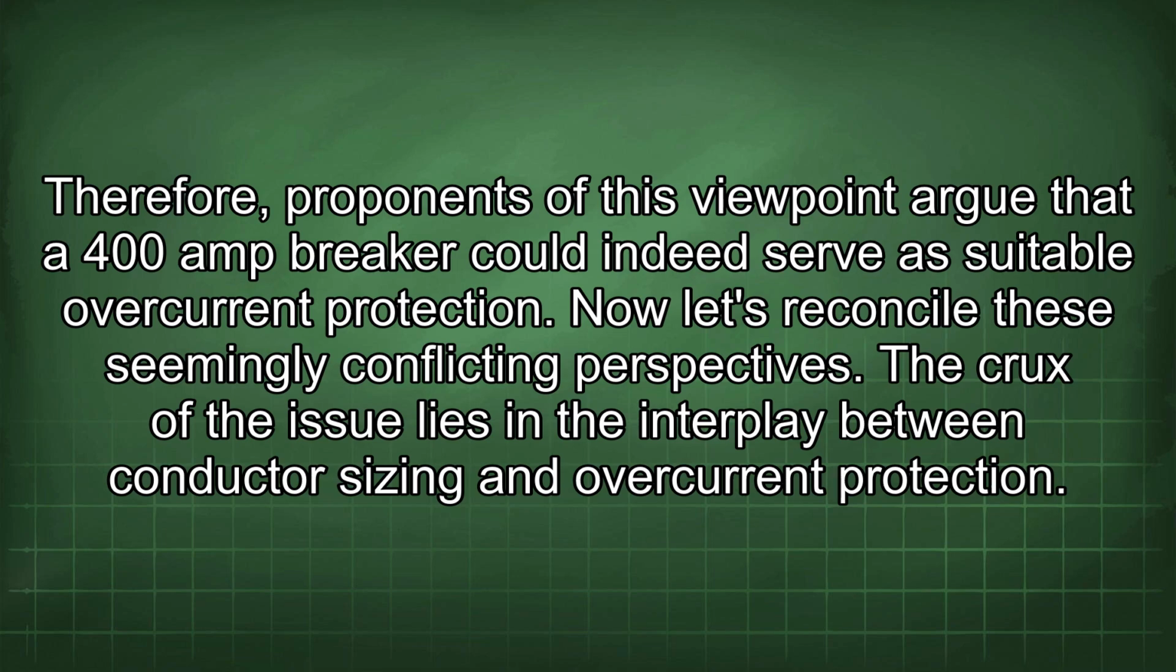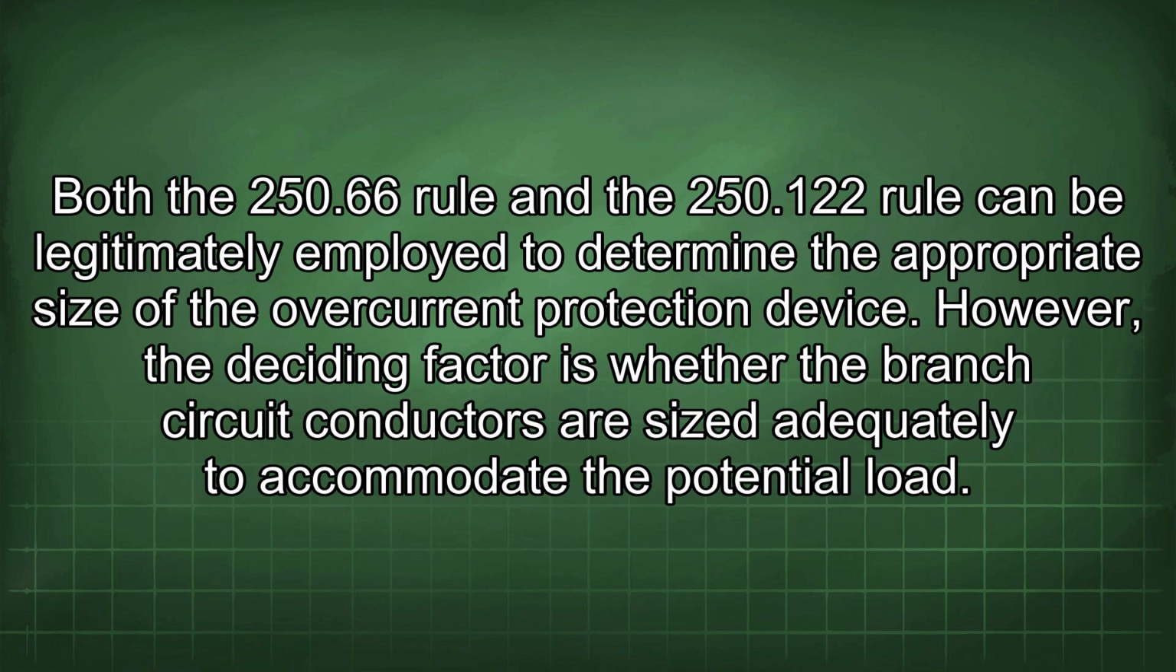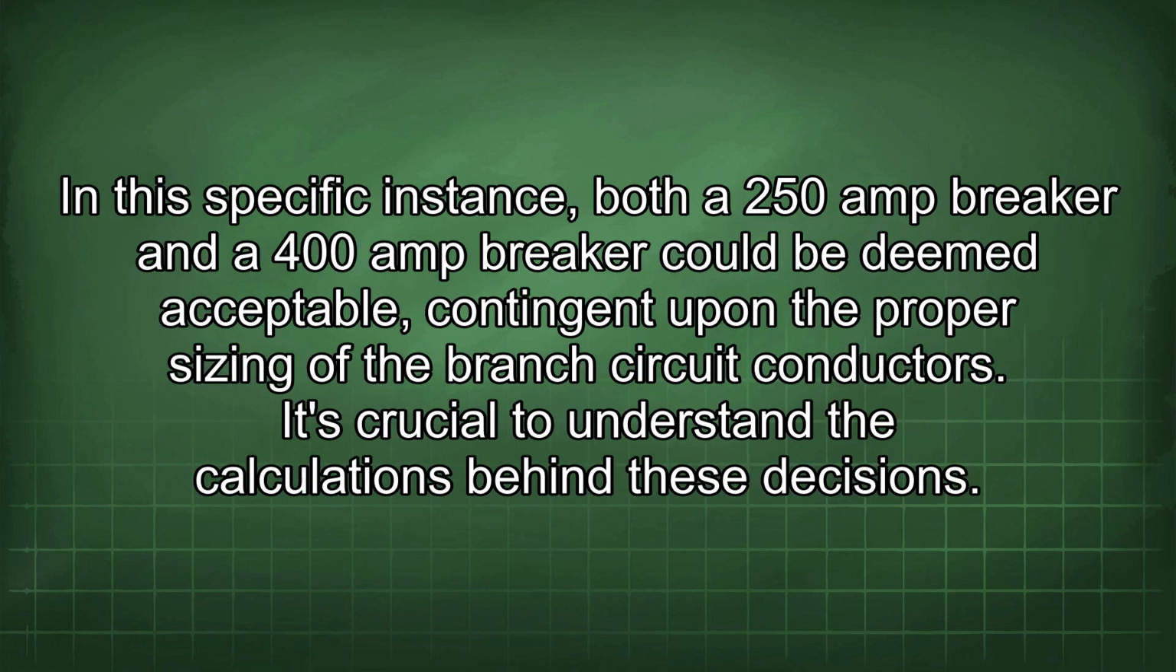The crux of the issue lies in the interplay between conductor sizing and overcurrent protection. Both the 250.66 rule and the 250.122 rule can be legitimately employed to determine the appropriate size of the overcurrent protection device. However, the deciding factor is whether the branch circuit conductors are sized adequately to accommodate the potential load. In this specific instance, both a 250 amp breaker and a 400 amp breaker could be deemed acceptable, contingent upon the proper sizing of the branch circuit conductors. It's crucial to understand the calculations behind these decisions.